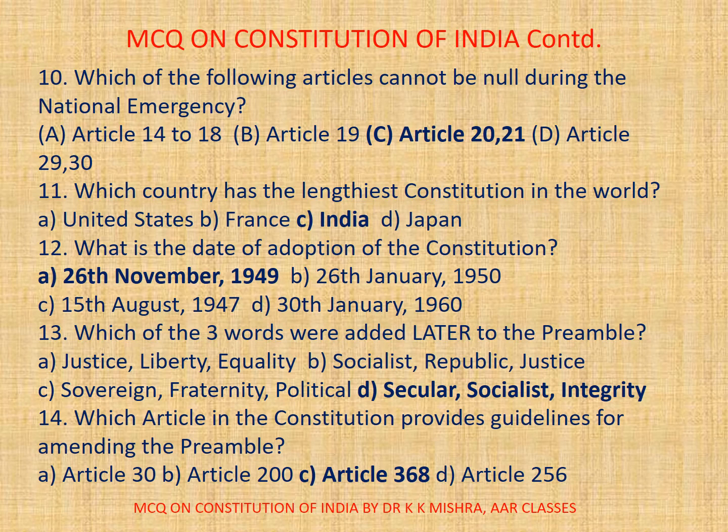Question number 10. Which of the following articles cannot be nullified during the national emergency? Options are A. Article 14 to 18, B. Article 19, C. Article 20-21, D. Article 29-30. Correct option is C. Article 20-21.